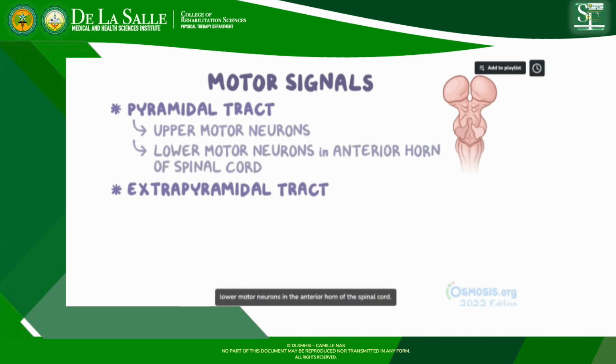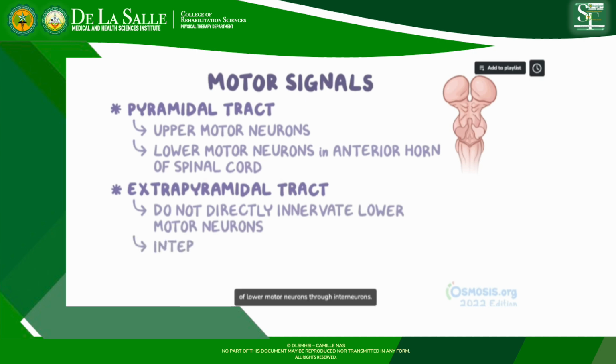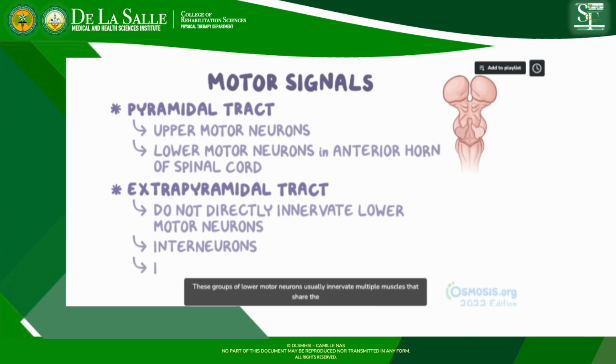Neurons in the extrapyramidal tract do not directly innervate lower motor neurons, but instead help coordinate muscle movement by indirectly activating or inhibiting groups of lower motor neurons through interneurons. These groups of lower motor neurons usually innervate multiple muscles that share the same function, usually either flexors or extensors.